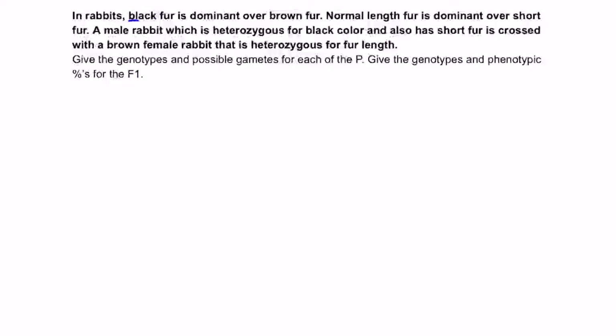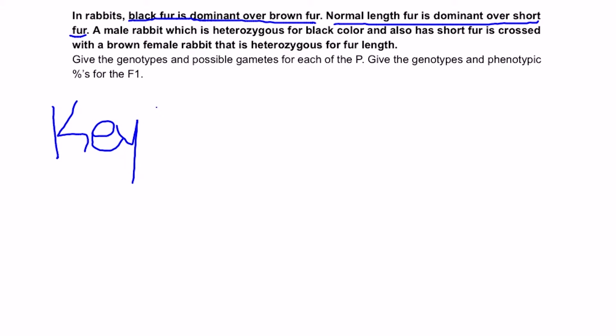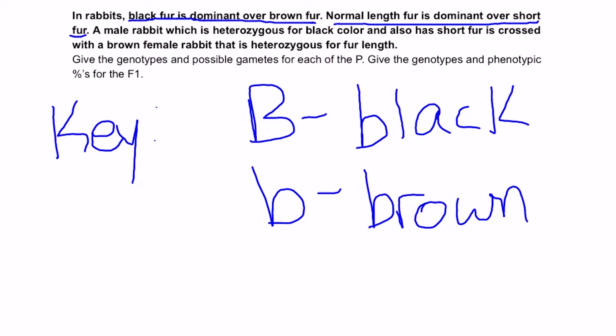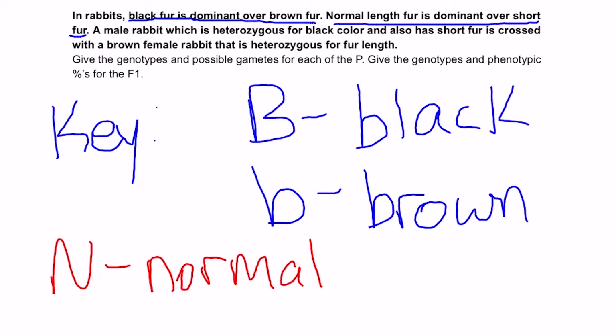Moving on, we're going to see that this is a dihybrid cross. Now this gives you 2 different things. It tells you that black fur is dominant over brown fur and that normal length fur is dominant over short fur. Now we're going to set up our key because you always want to make sure you know what you're going to be using. So we're going to use big B for black fur, and little b for the brown fur. The same is going to go for normal fur. You always want to use the capital letter for the dominant allele, so we're going to use capital N for normal length fur, and a lowercase n for short fur.